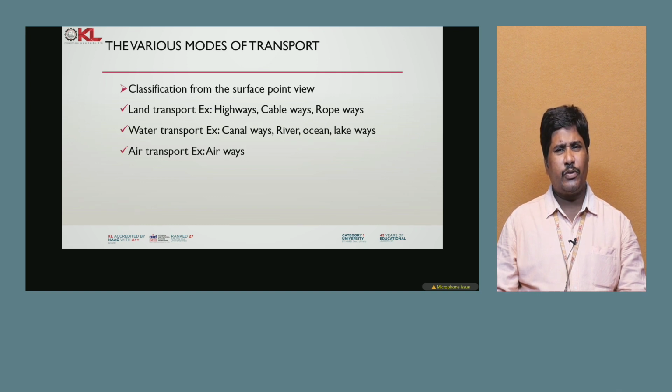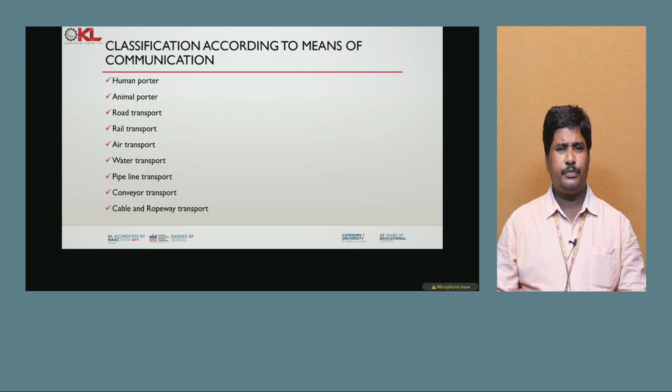Coming to the various modes of transport, first the classification from the surface point of view. First one is land transportation, examples being highways, cableways and ropeways. Coming to water transport: canal, river transport, ocean and lakeways. Coming to air transport: airways. These are the modes available based upon the surface point of view. On land transport, we can go for the railways also.